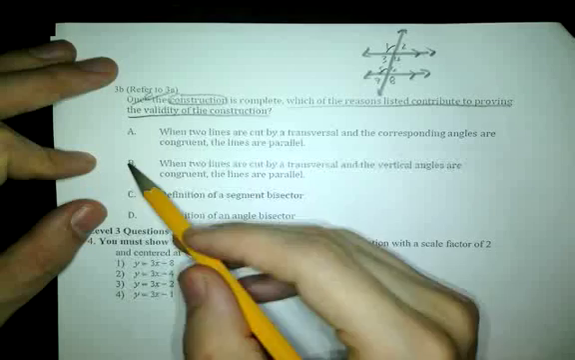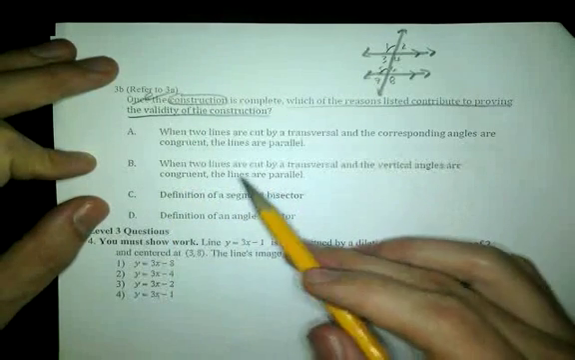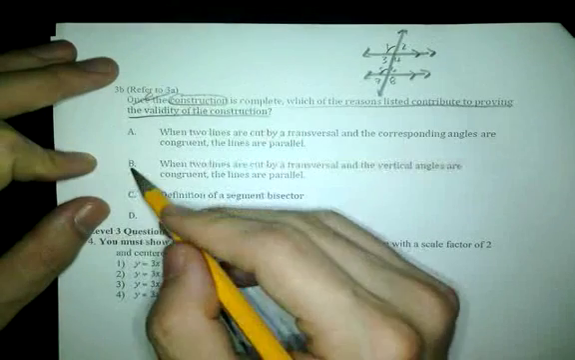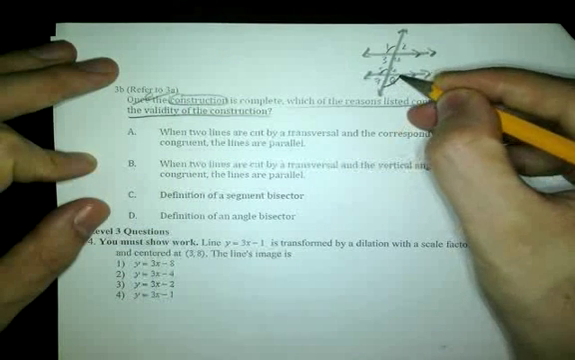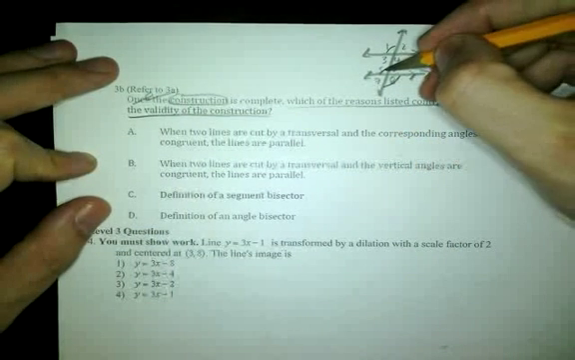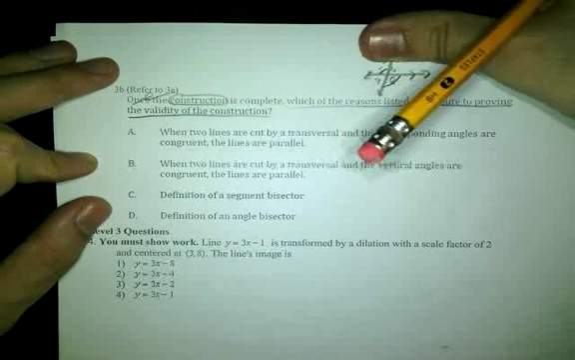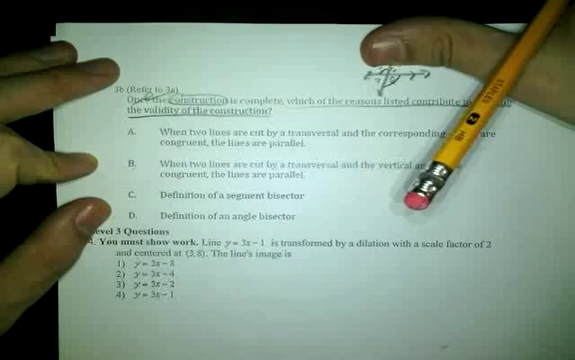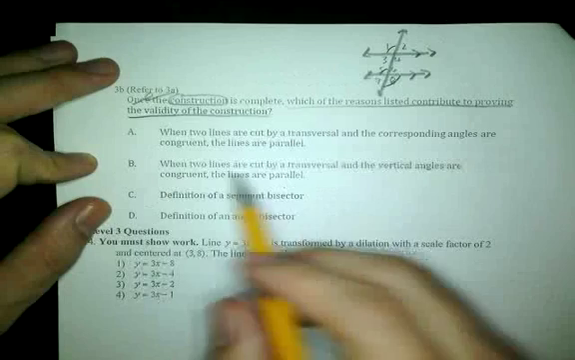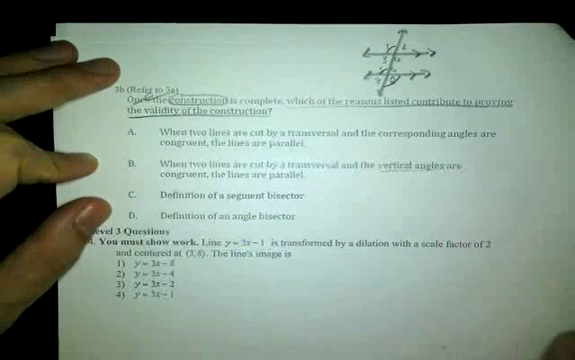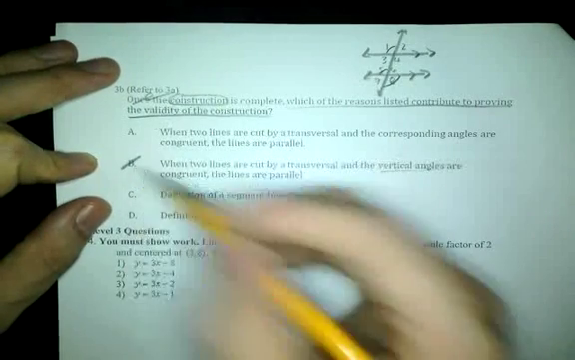Option B says when two lines are cut by a transversal and the vertical angles are congruent, the lines are parallel. Well, once again, option B is true regardless if there's two parallel lines or not, because angle 5 and angle 8 are vertical angles, and this happens regardless if there was that top line there or not. So the fact that these two angles are congruent is just by definition of vertical angles, and this is true regardless if the lines are parallel or not. So this is not true for the validity of the construction.